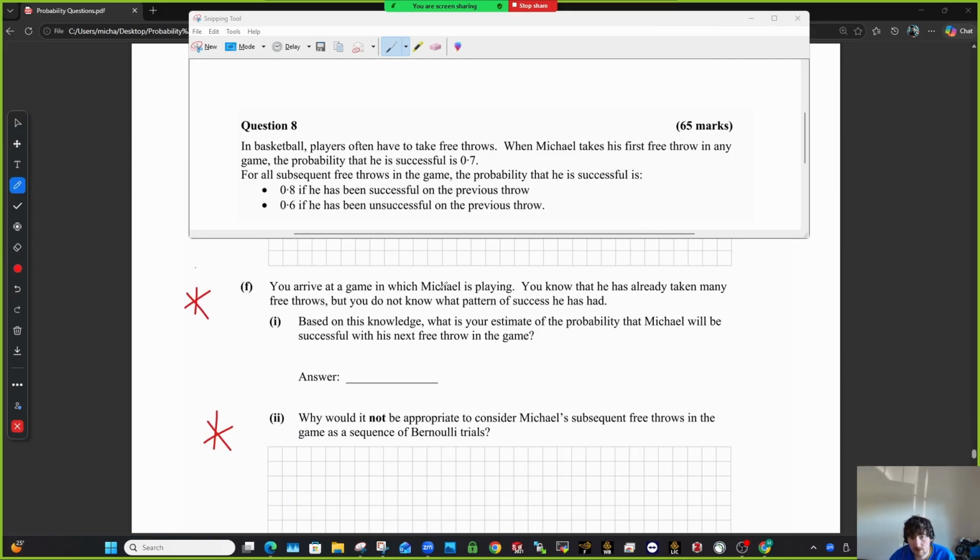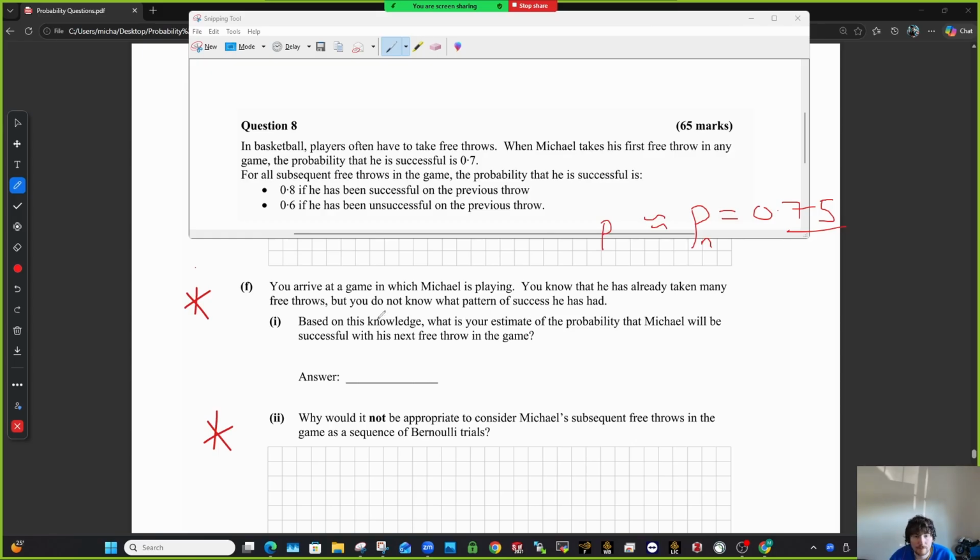Anyway, so this is another probability thing here. You arrive at a game. Obviously, pause the video, give it a go. You arrive at a game in which Michael is playing. You know that he has already taken many free throws. So that ties in with what we had before. Remember where we showed that if he's taken many free throws, we can assume that the chance of him scoring in his next shot, the Pn, is approximately equal to 0.75.